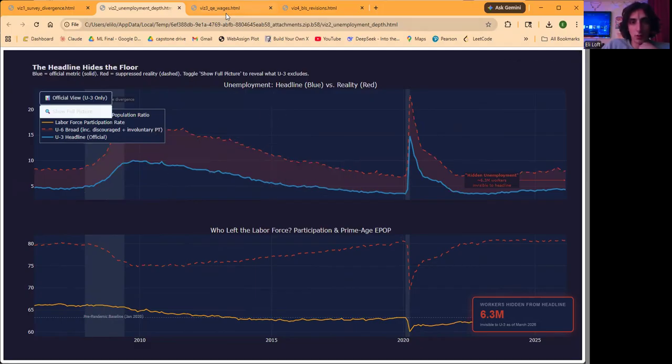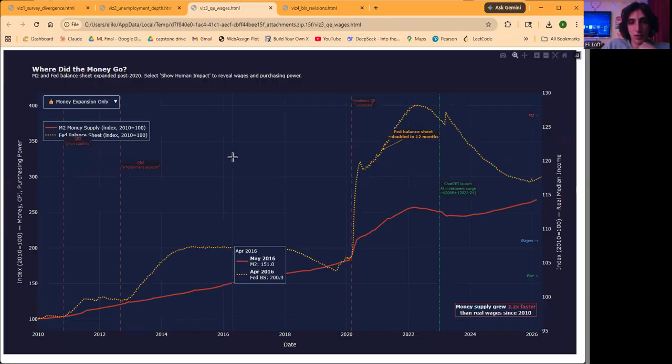We're going to go to our final graph, which is right here. For this one, we did have to modify the data a little bit. We had to normalize everything to an index of 100. The four series in the chart are measured in incompatible units.